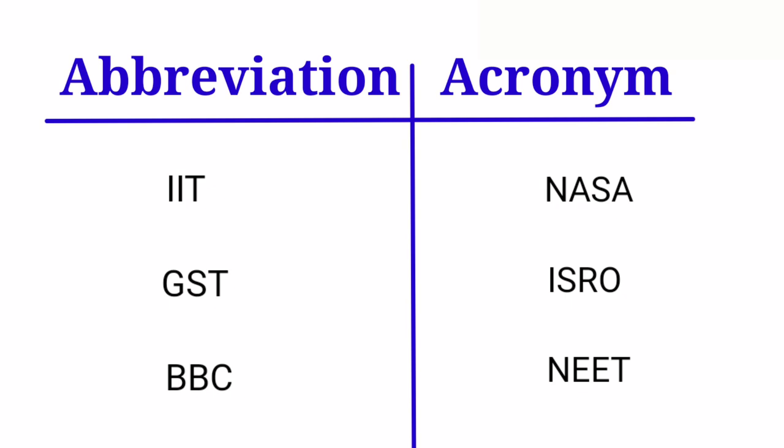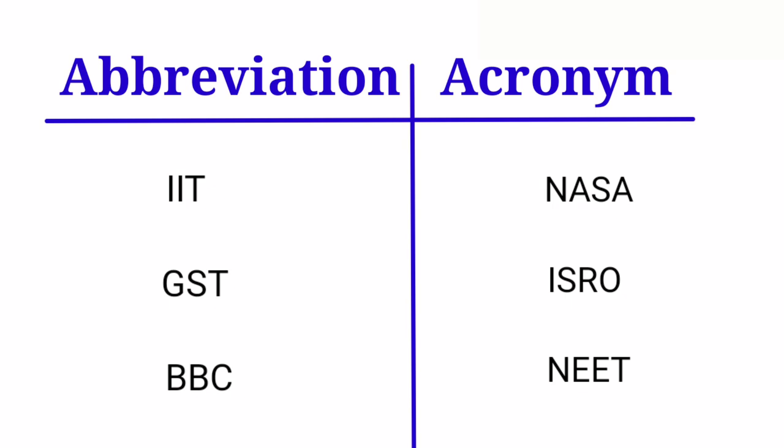And what is the definition for acronym? An acronym contains a set of initial letters from a phrase that usually form another word, such as NASA, ISRO, and NEET. These are the examples for acronym.